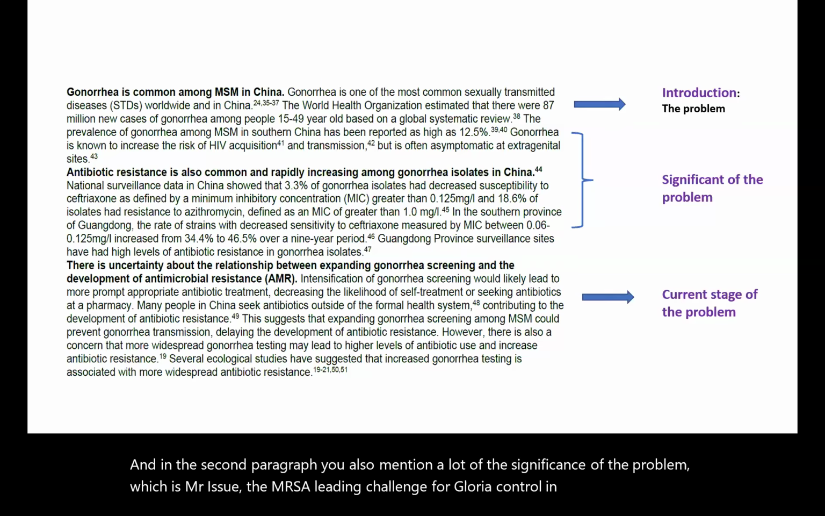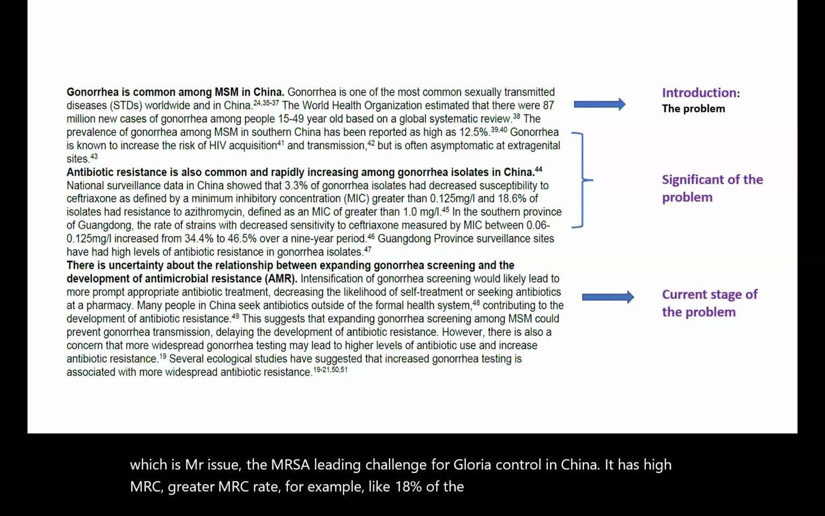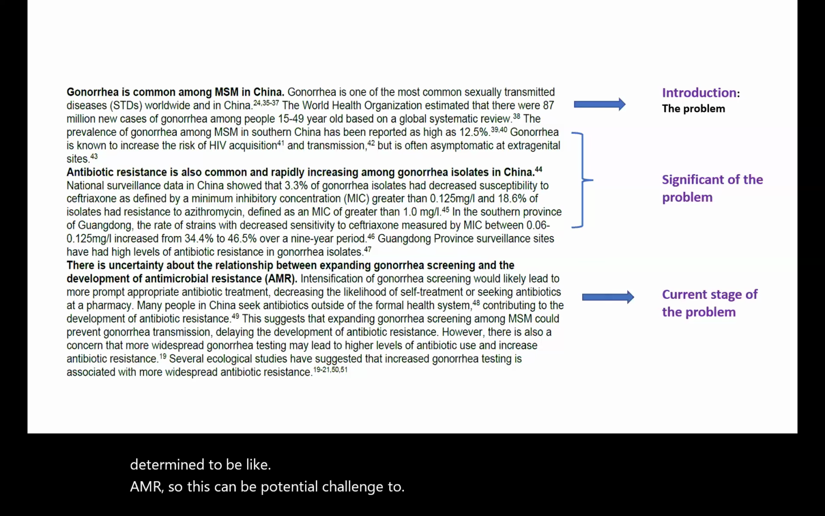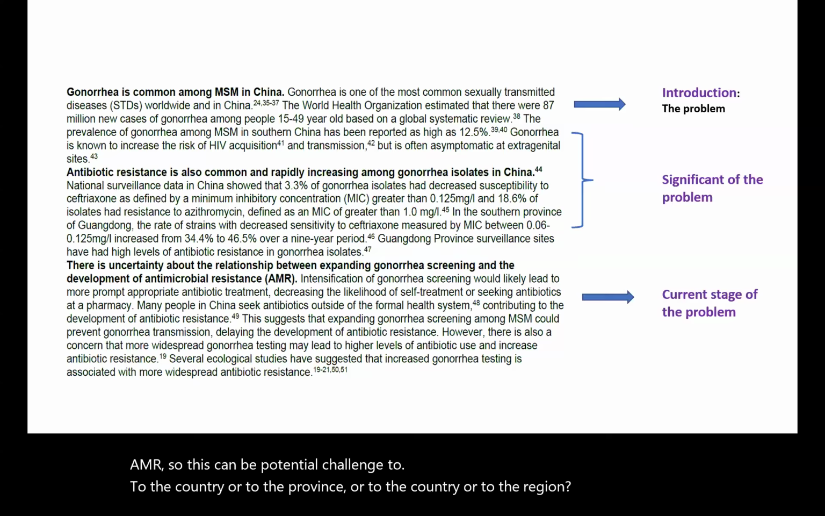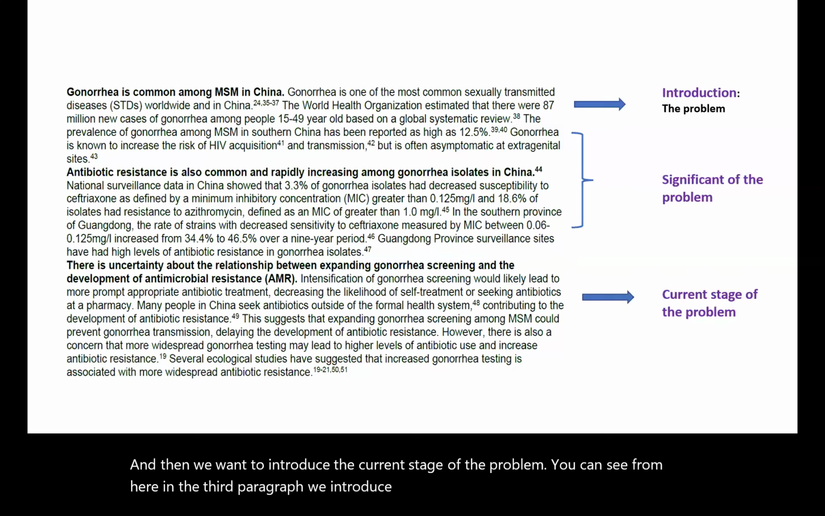It has a high, greater AMR rate. For example, 18% of the isolates were determined to have AMR. So this can be a potential challenge to the country, the province, or the region. And then we want to introduce the current stage of the problem. You can see from here in the third paragraph, we introduce what the previous researchers have done for AMR.